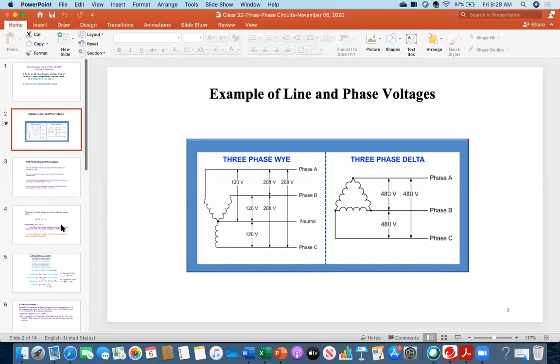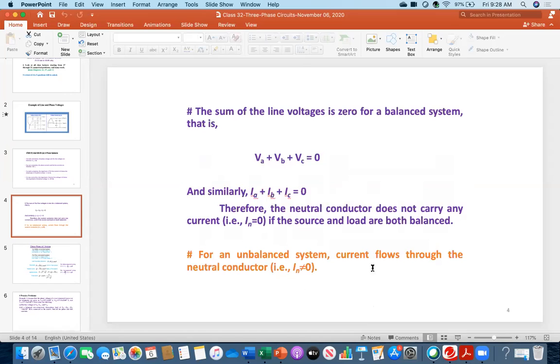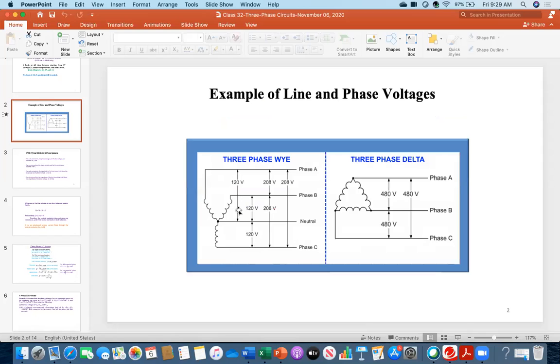Okay, so now moving forward. Yes, that is the thing I mentioned here: typically the neutral conductor does not carry any current, but for an unbalanced system, current flows through the neutral. Now, the other important thing: current flows through the neutral. This is true for the Y connection. I mean, this conclusion goes for the left side configuration.